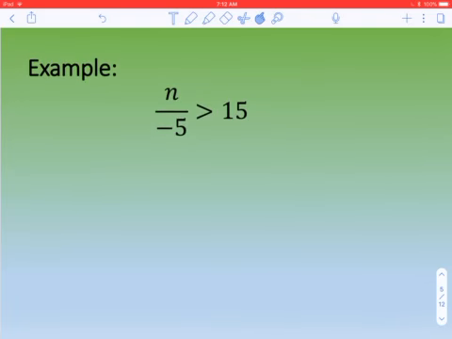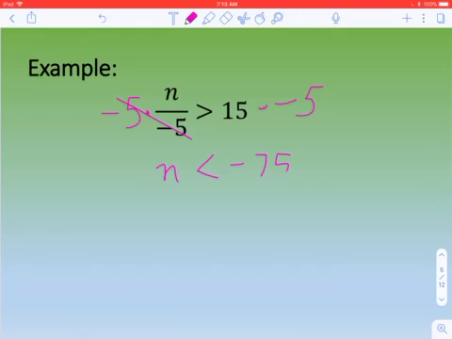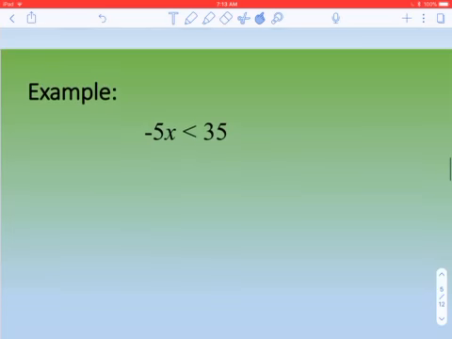On this next problem, because we're dividing by negative 5, we are going to multiply by negative 5. So we multiply both sides of the equation by negative 5. Because we're multiplying by a negative, this n will be less than negative 75. Okay, because we multiplied both sides by negative 5, we switch the inequality.